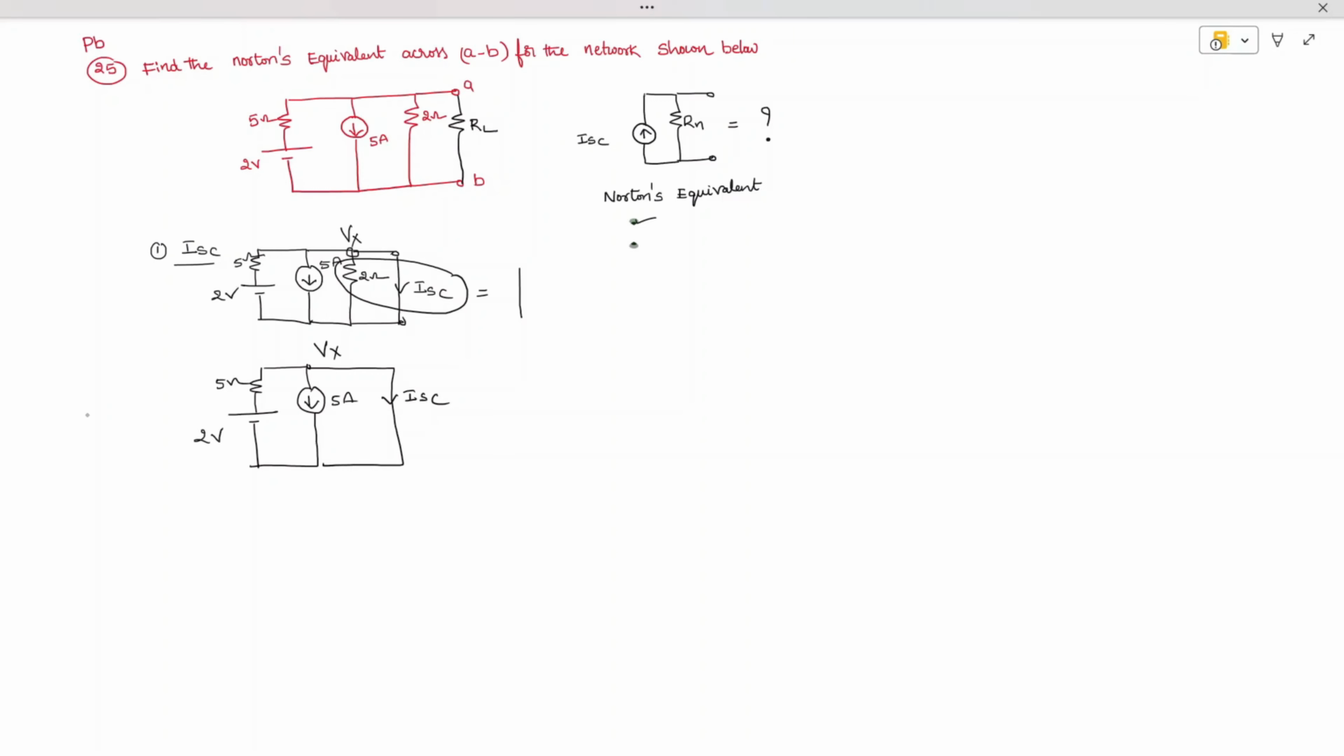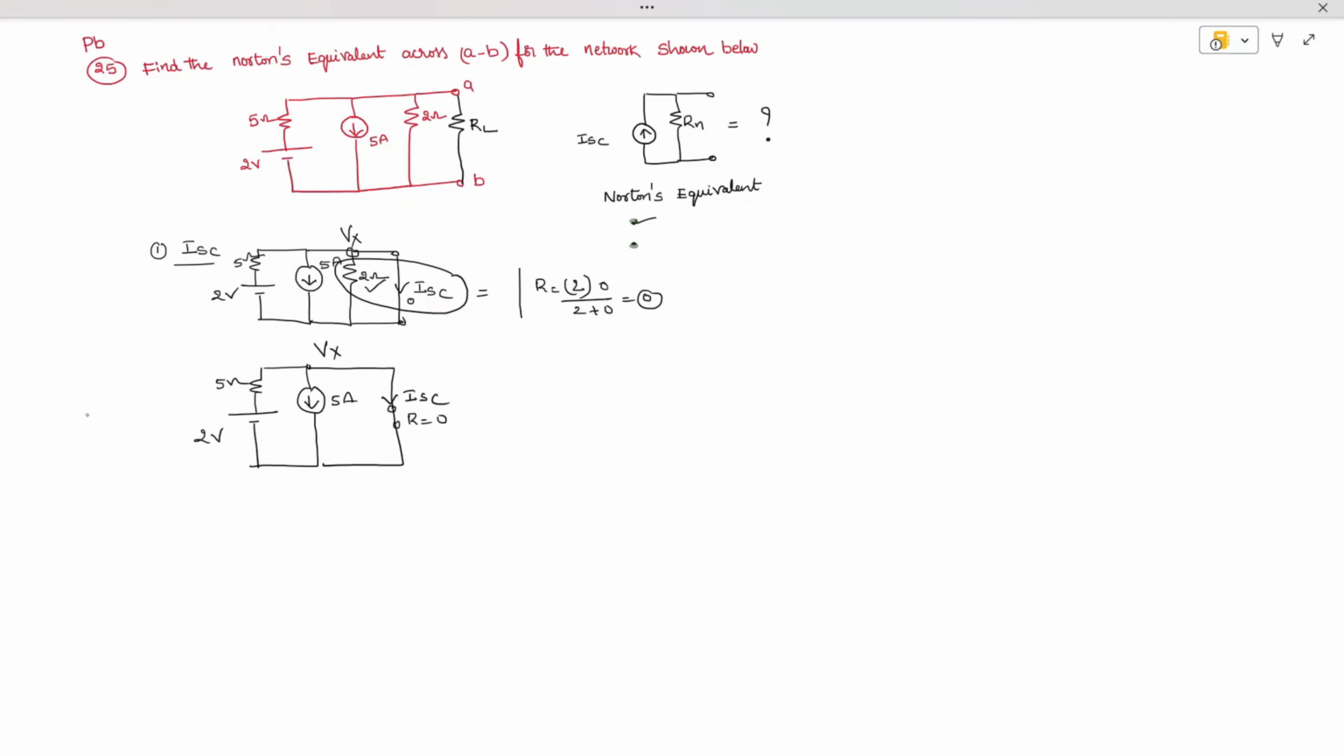The reason behind this is, whenever these two are in parallel, if you calculate, the first value is 2 and this one is offering 0 resistance, 0 into 2 divided by 2 plus 0, the resultant is how much? 0. So that's why the short circuit is offering 0 resistance. So now this is the reduced network. Now we need to find out ISC.